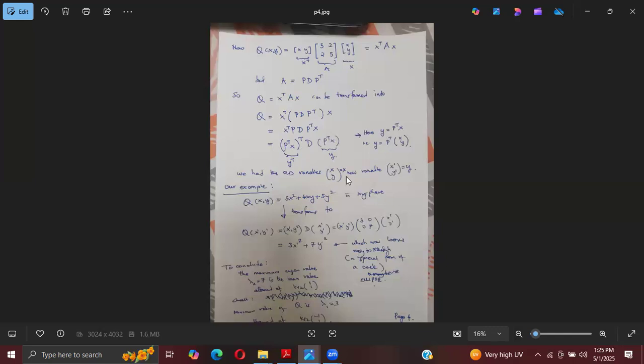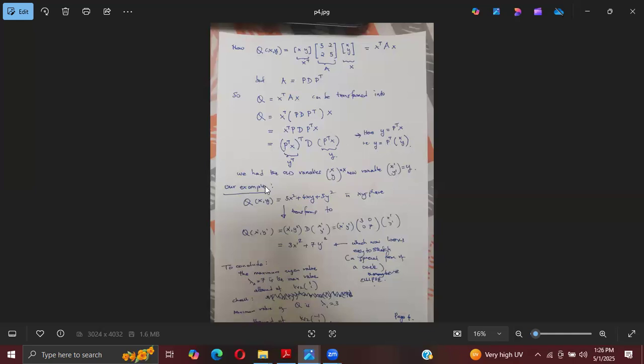Now, what we have done is to change the old variables, which are x and y, into new variables, and you have this transformation: the new variable, which I'm calling y, is P transpose times x y. Now I can rename them, because the old variables were x and y, which I was calling x. The new variable, I can call it x dash y dash.